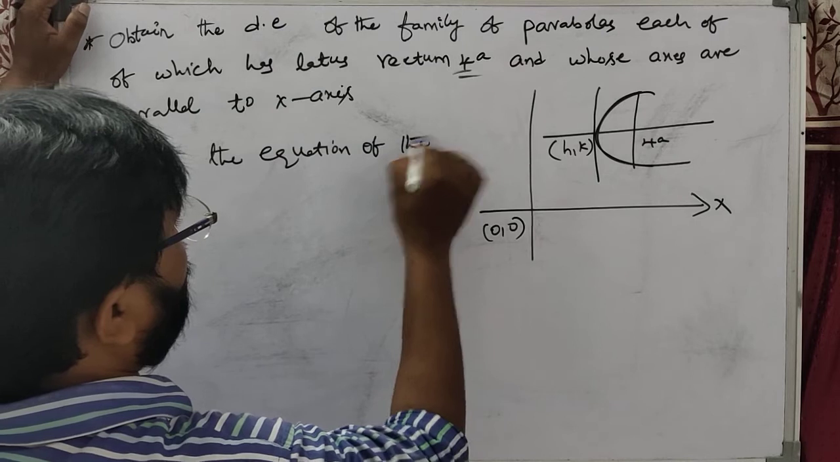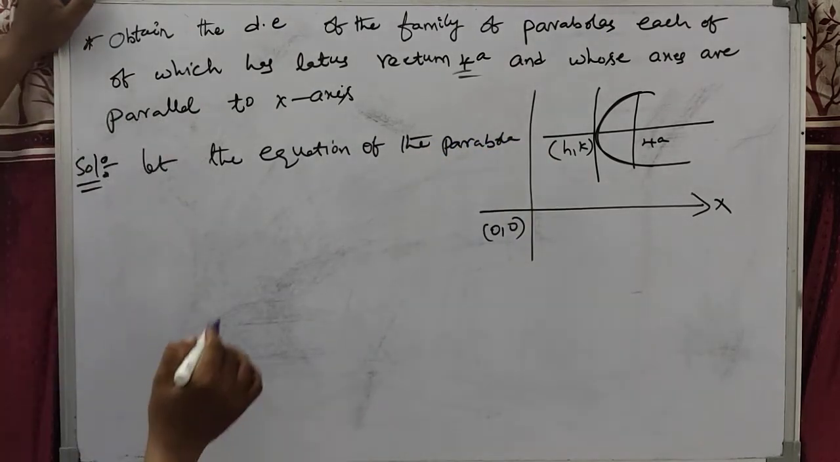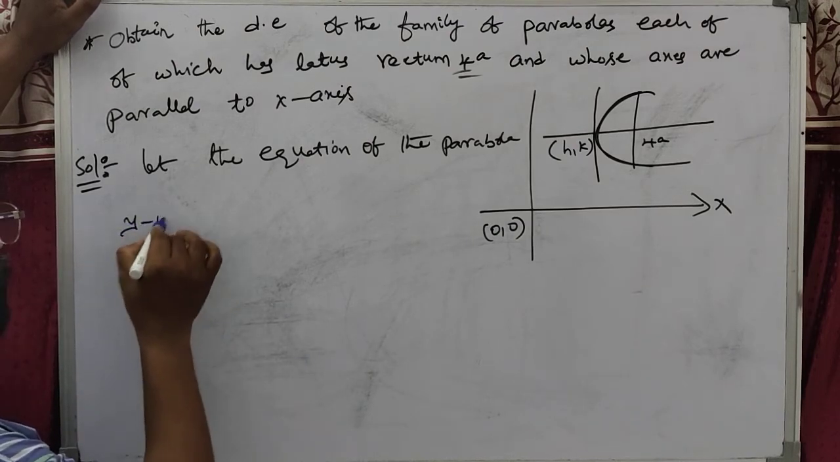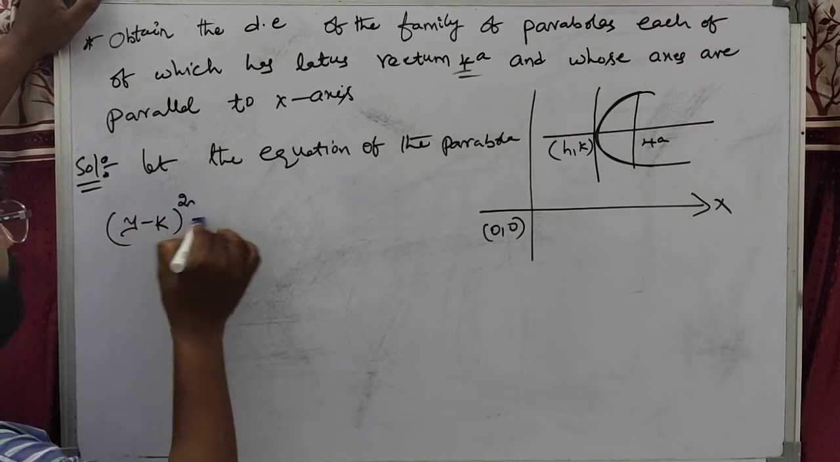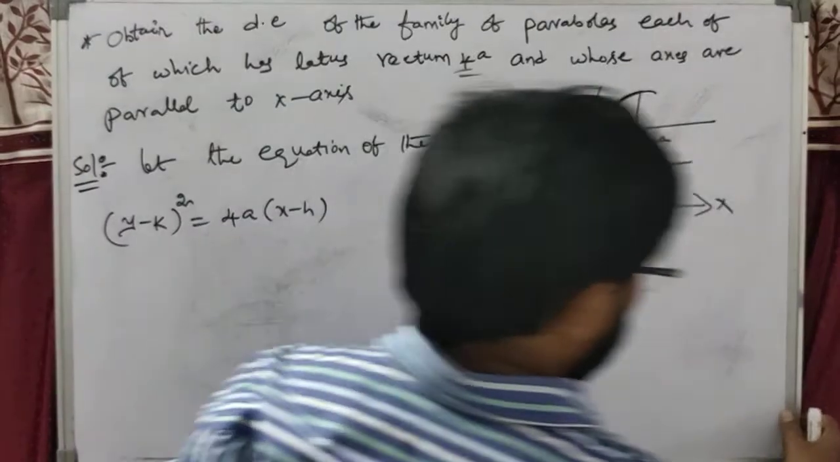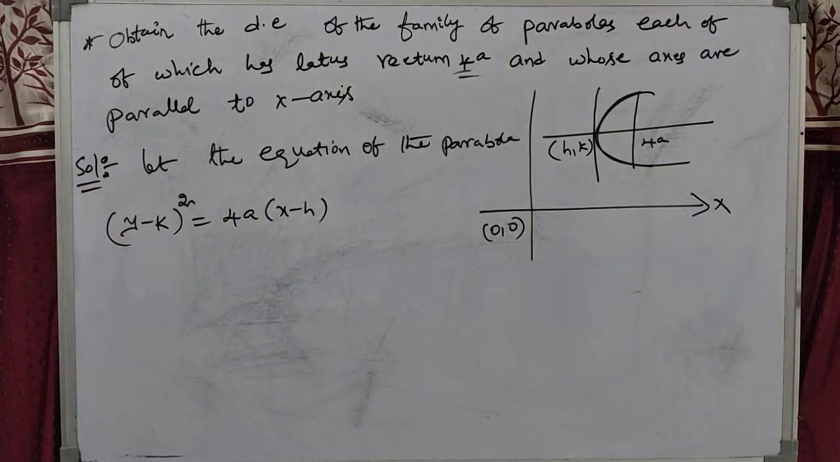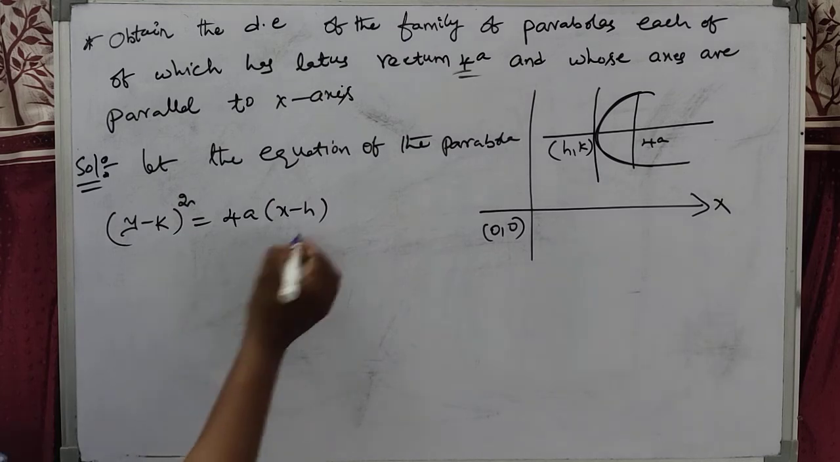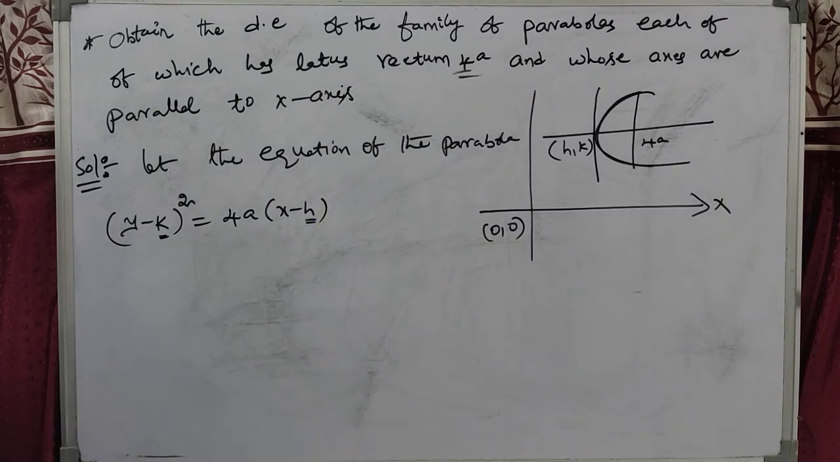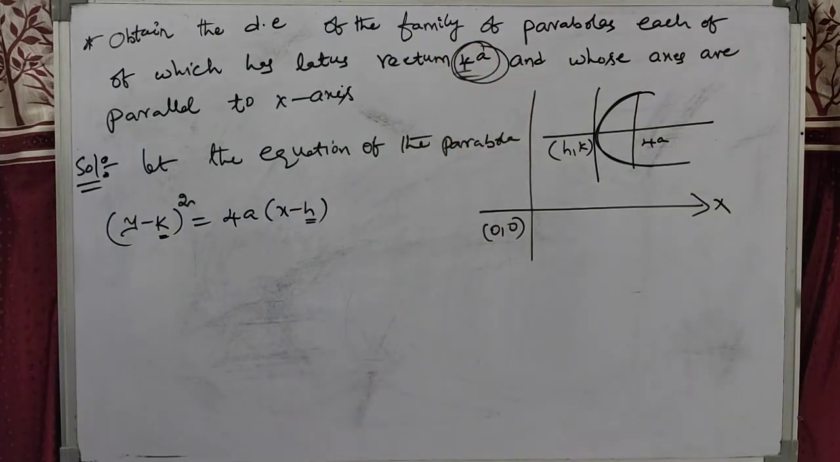Let the equation of the parabola be y minus k whole square equal to 4a into x minus h. Now here, students, h and k are the parameters, the arbitrary constants, because the 4a is given in the question. This is the length of the latus rectum.